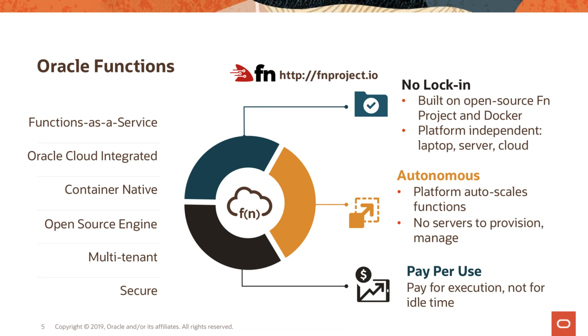For example, it is container native. So if you are familiar with Docker or use Docker containers, functions uses that. It is based on the open source FN project. So the FN project is Apache 2.0 licensed. It is container native. It is a serverless platform, and it can be run anywhere. It can be run on cloud, on premises, on your laptop. As long as you can run a Docker container, you can run FN.